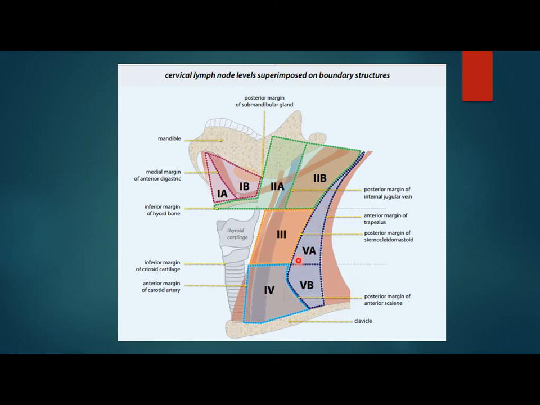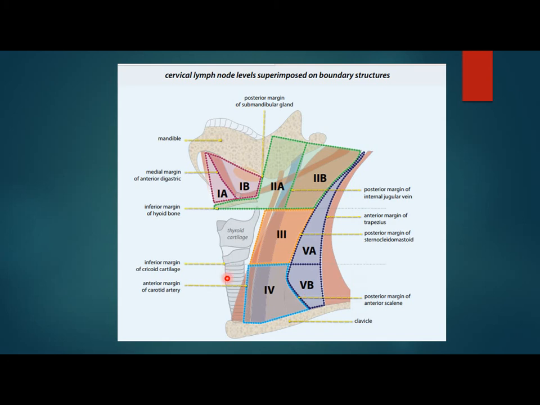Level 5 extends from the base of the skull to the clavicle, and this is called the posterior cervical lymph node level. It divides into superior and inferior according to the level of the cricoid cartilage. It is bounded posteriorly by the trapezius muscle.